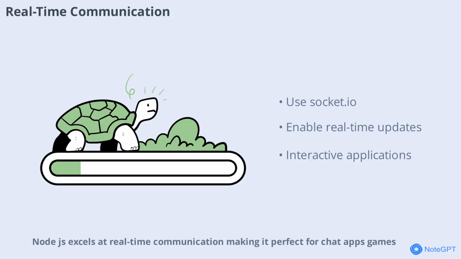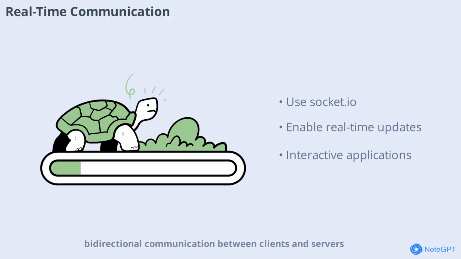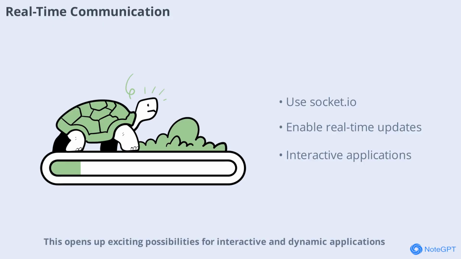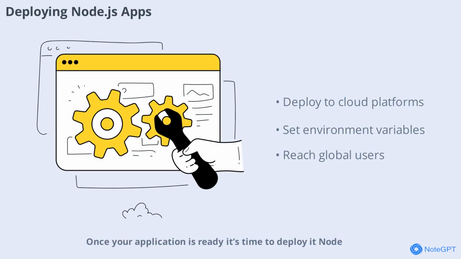Node.js excels at real-time communication, making it perfect for chat apps, games, and live updates. With packages like Socket.io, you can enable instant, bidirectional communication between clients and servers. This opens up exciting possibilities for interactive and dynamic applications. Once your application is ready, it's time to deploy it.